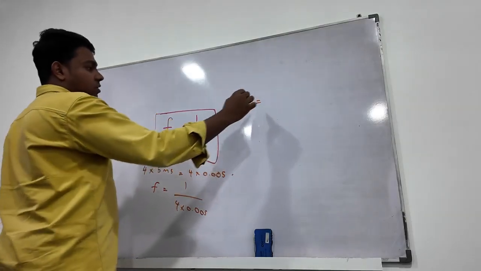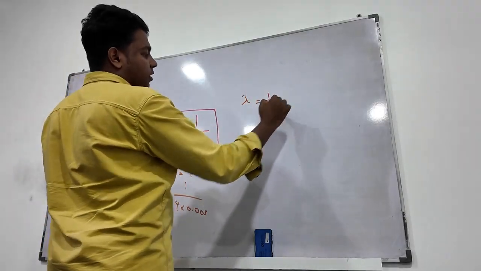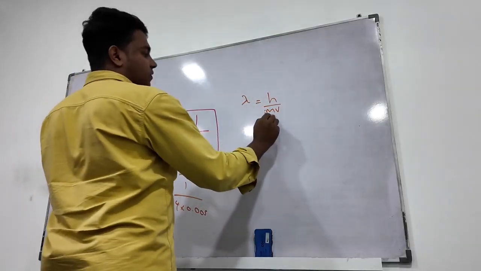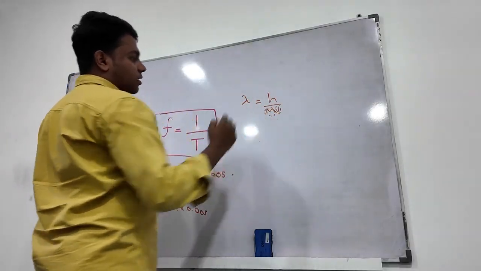Lambda, this is the de Broglie wavelength, h over mv. This is what you need to consider. m means the mass of the electron, v means the velocity of the electron.